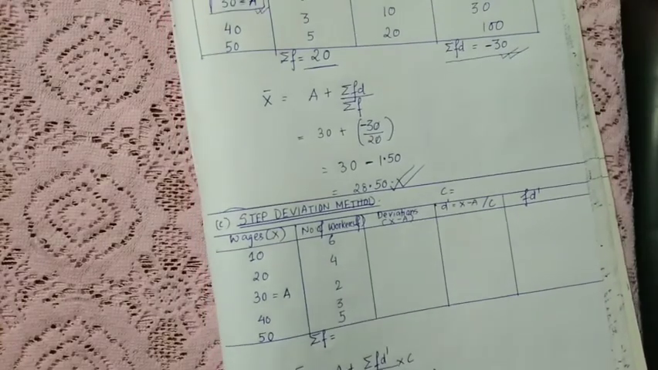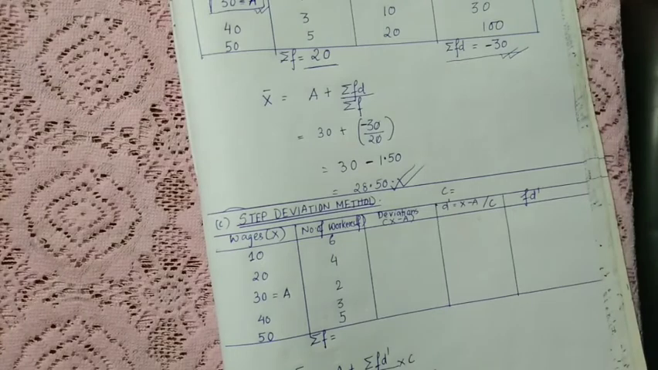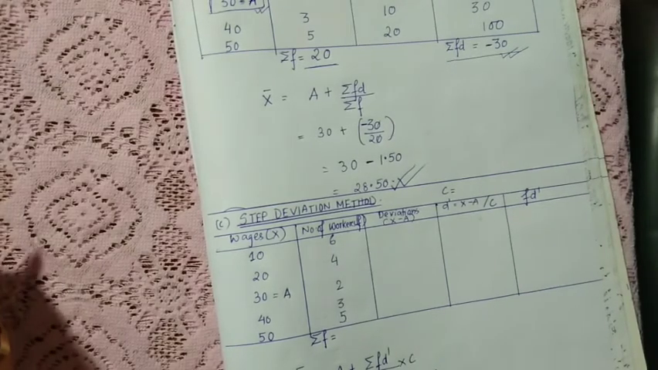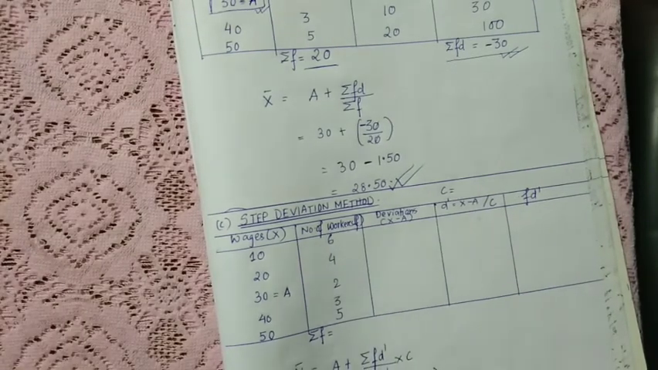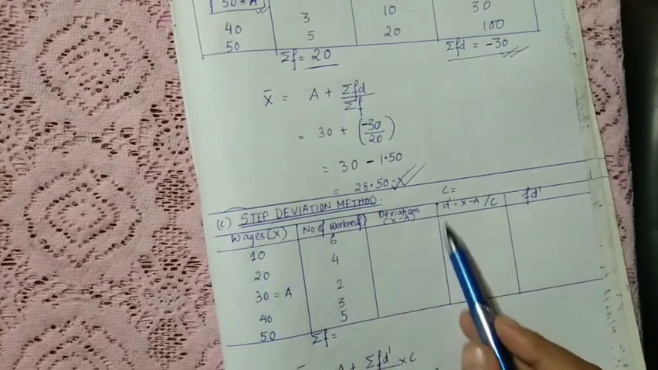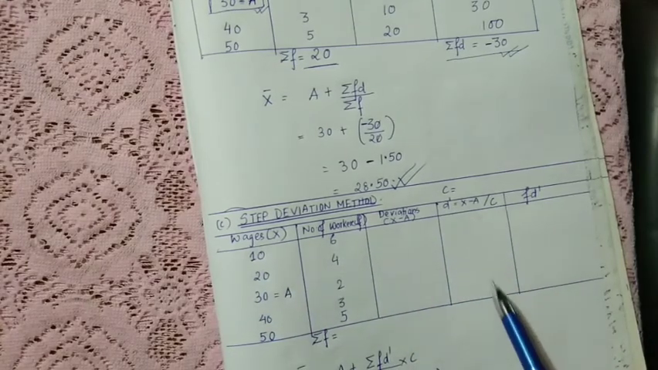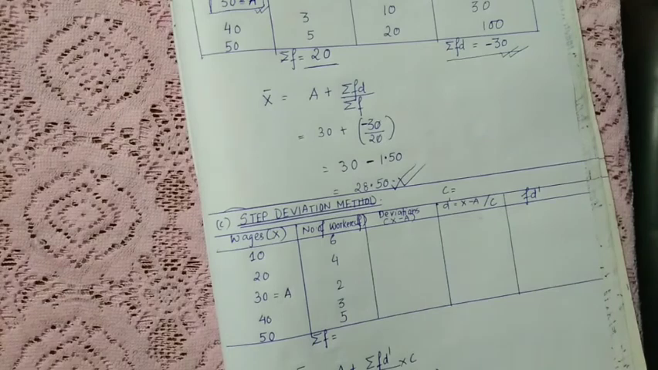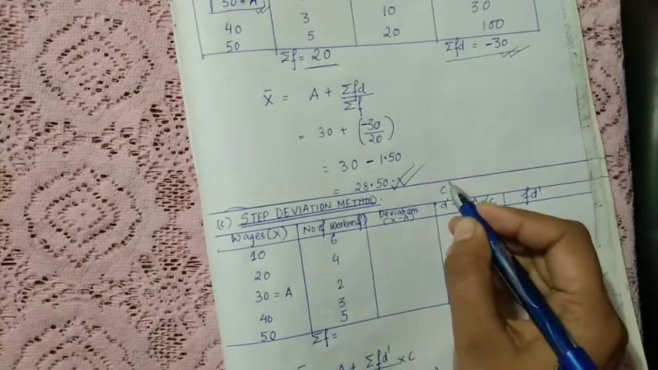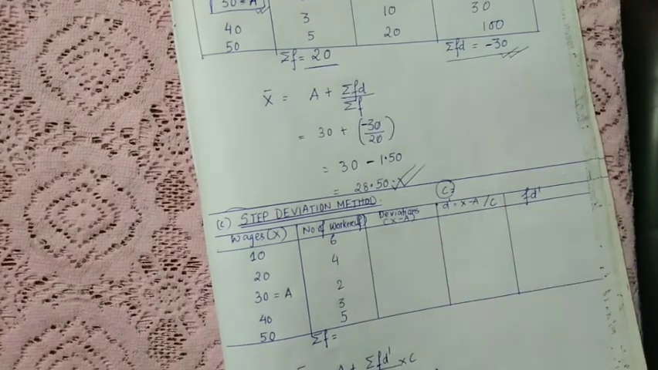Now in the step deviation method, what we will do is find one more column to simplify the sum. What will we find? We will find the common factor. I'll show you how to do it.